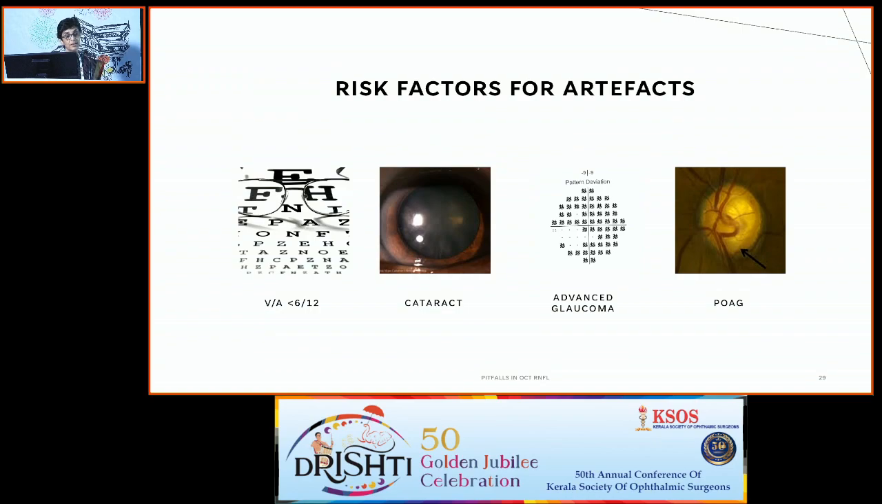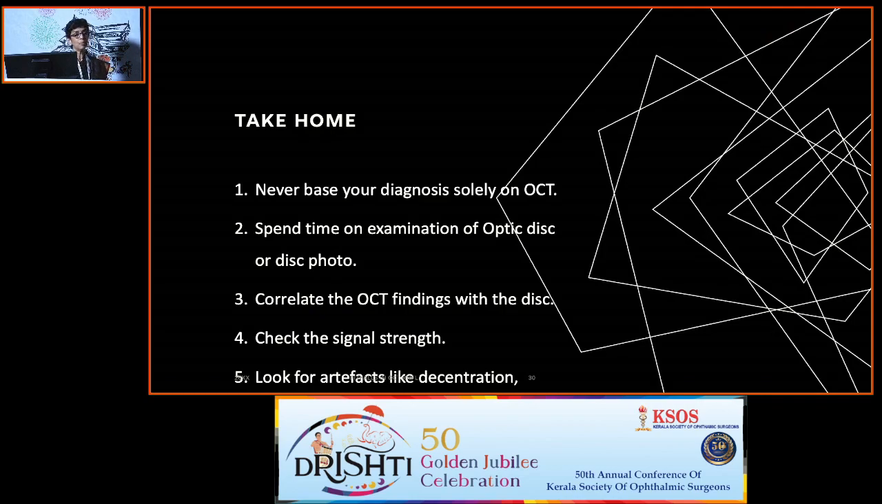The risk factors for creating the artifacts which may cause us to mistake it as glaucoma are poor visual acuity, cataract, and advanced glaucoma. So my take home message is, in order to prevent misdiagnosis, never base your diagnosis solely on the OCT. Spend time on examination of the optic disc and correlate the findings with the disc, and look for the signal strength and decentration. Thank you very much.